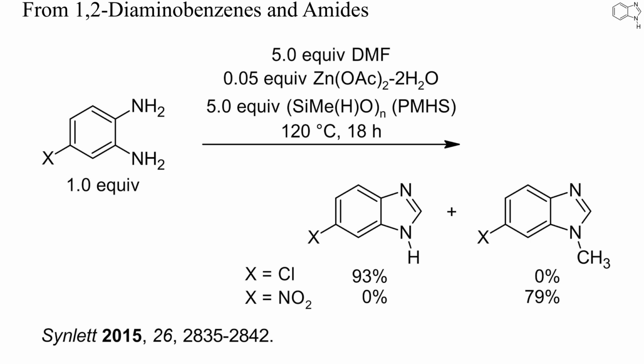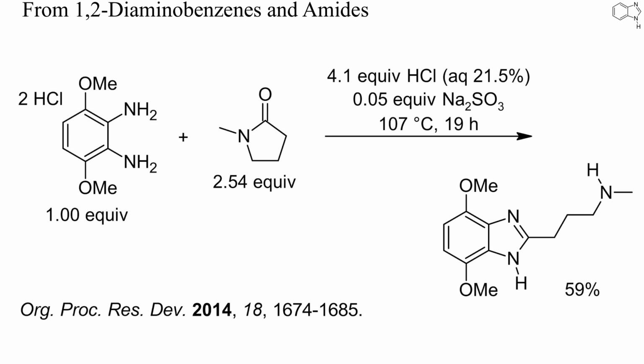In this example, heating chlorodiaminobenzene with an excess of DMF acetal and catalytic zinc acetate yielded only the expected benzimidazole. With nitrodiaminobenzene, however, the main product was an N-methylbenzimidazole. The same result was obtained with N-diethylformamide, which indicates that the methyl group was formed by reduction of some formic acid derivative.